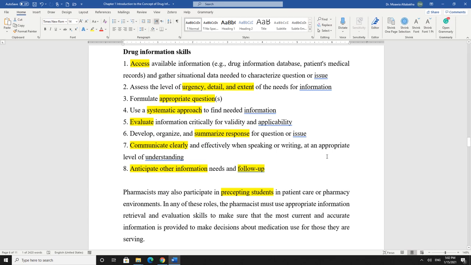Also, you should be able to assess how urgent the information is needed. Do we need it urgently or can it wait? Usually it is urgent in one case, and that is in poisoning cases. Okay, that's the urgency, it's urgent. In most cases it can wait one day, two days, or even more.